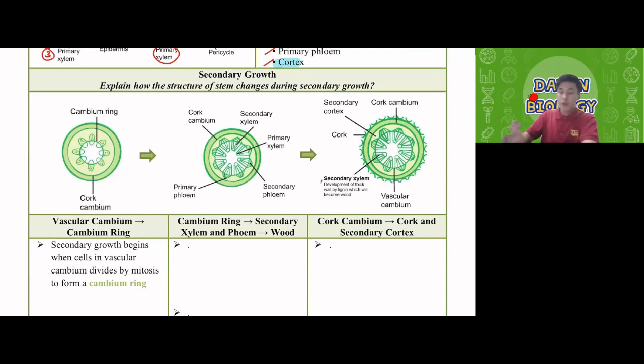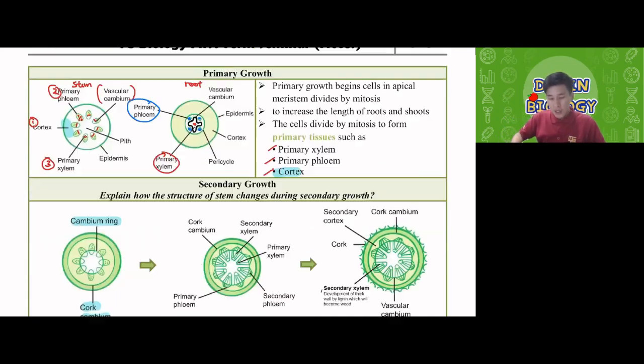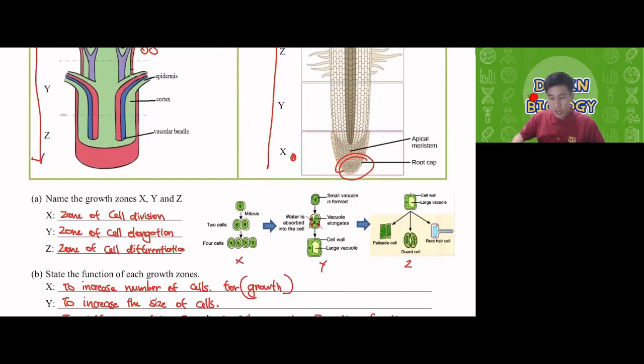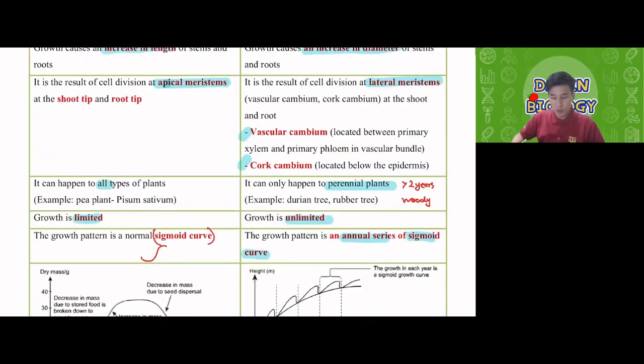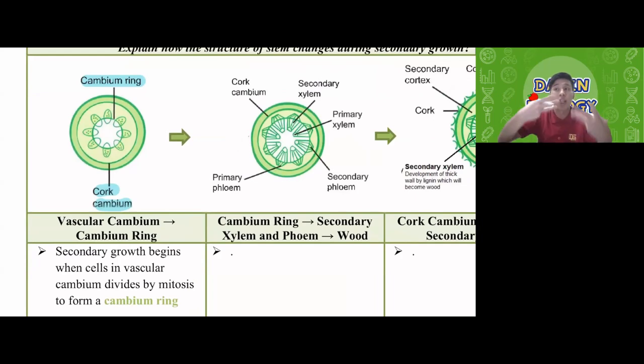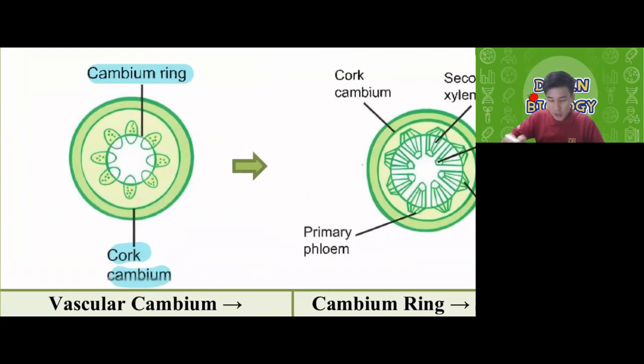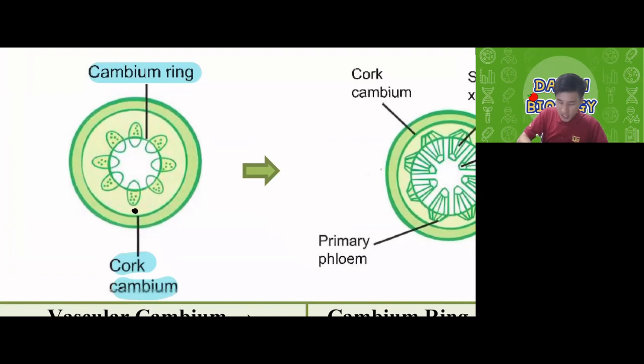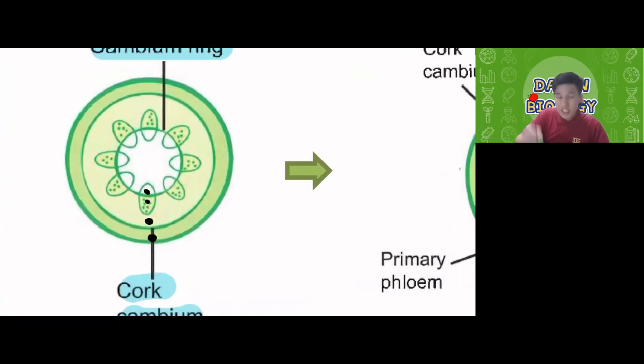Now, in secondary growth, you're going to focus on the two rings, the vascular cambium, which now becomes the cambium ring, and the cork cambium, the two rings. So for the just now primary growth, right, we focus on the apical meristem, the shoot tip and root tip. So lateral meristem is going to involve in secondary growth, which is the two rings. Lah. So like I told you just now, when these two things undergo mitosis, you will form inner layer cell, outer layer cell, same over here. And that's how it become big.